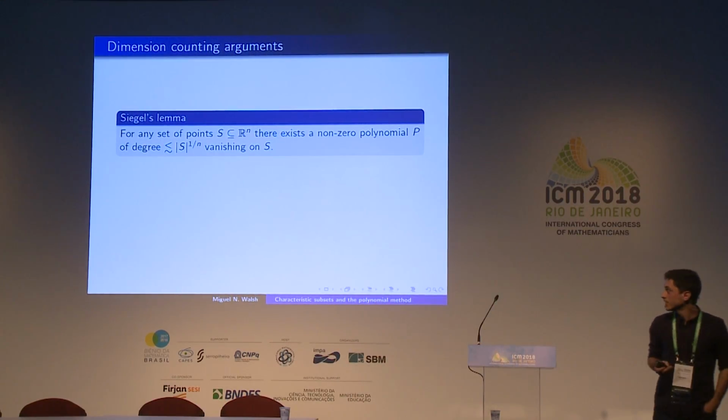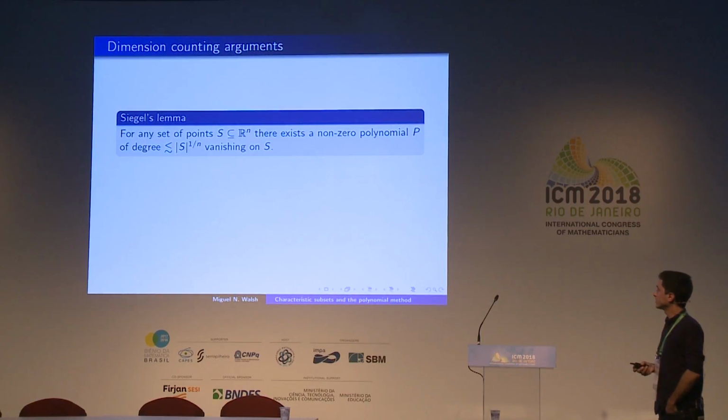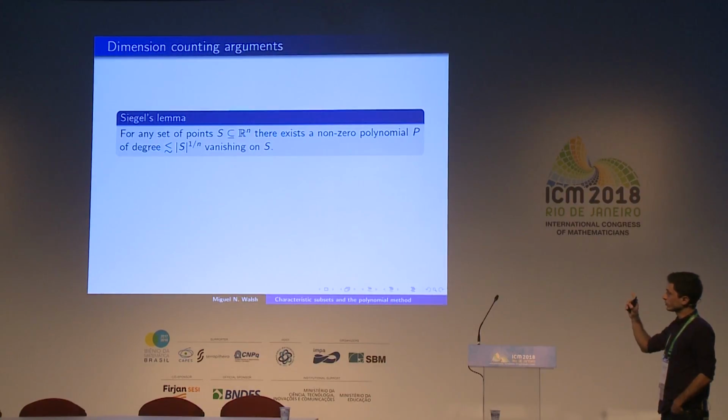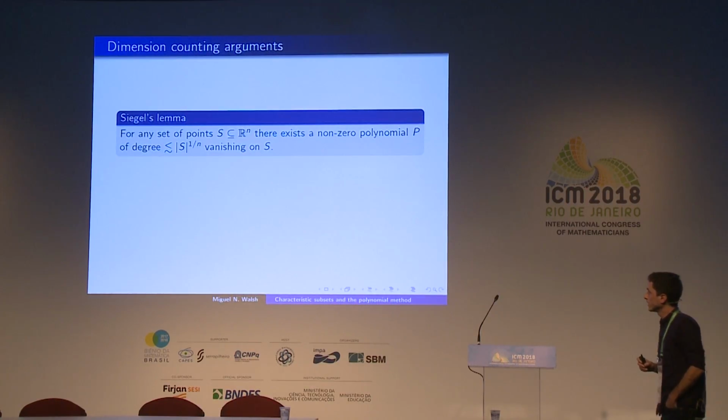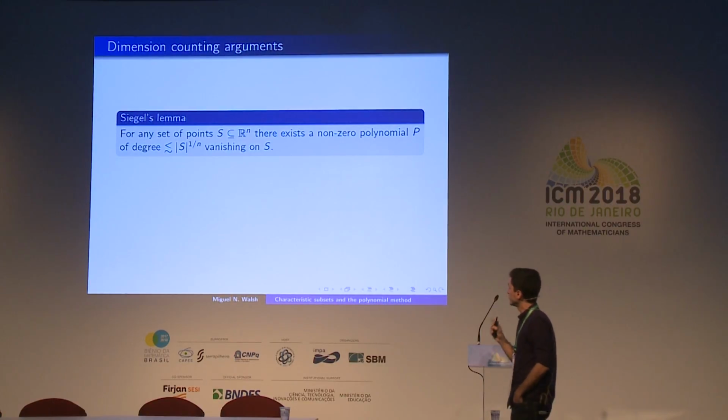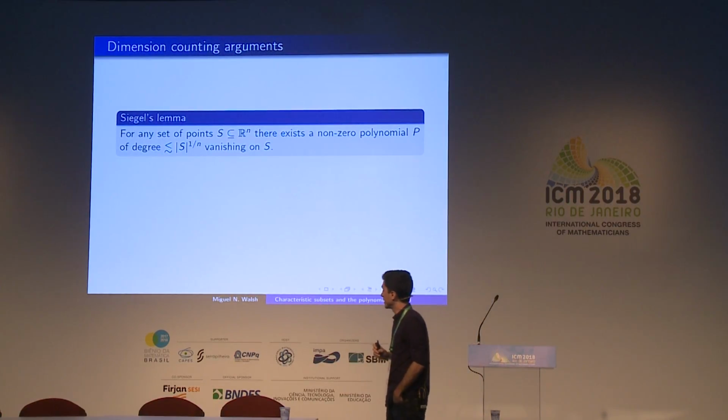So Siegel's classic lemma just says that given any set of points S in R^n, we can always find a non-zero polynomial p of degree at most a constant times |S|^(1/n) that vanishes on S. So no matter what your points are, you can always find a non-zero polynomial of at most that degree vanishing on S.